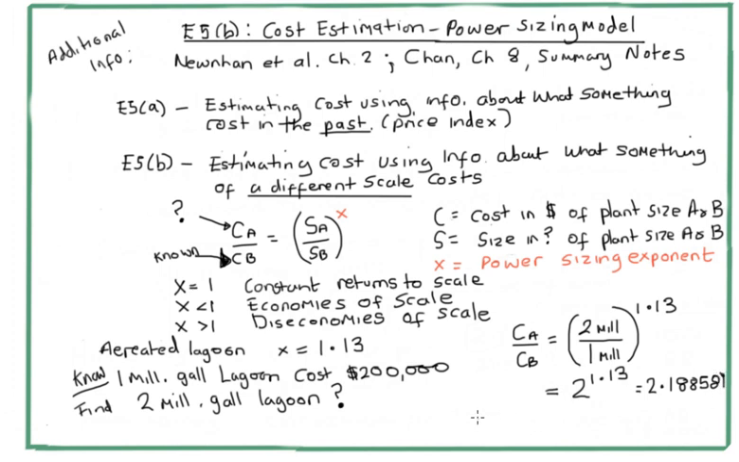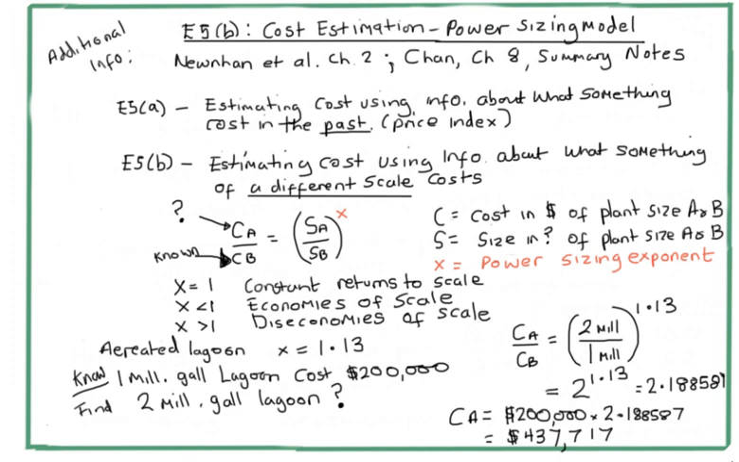So cost of A, which we don't know, will be equal to $200,000, which is the cost of B, which we do know, multiplied by 2.18887, which is $437,717. So you can see that you've got the diseconomies of scale because you doubled the size, but the cost more than doubled. So that's the power sizing model.